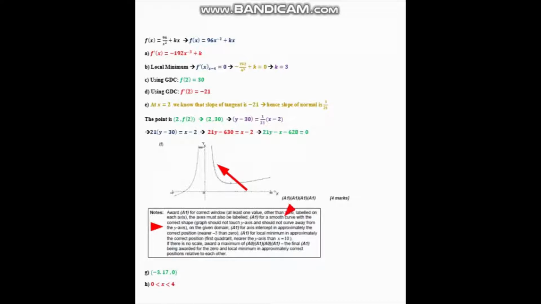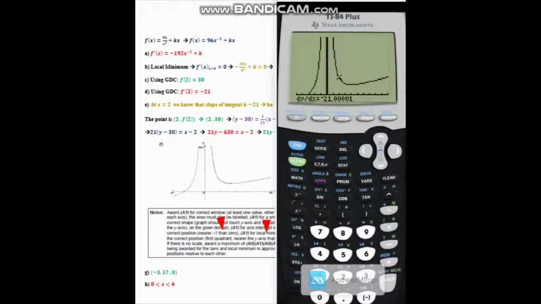You get another mark for the axis intercept in approximately the correct position, nearer -5 than 0, and a mark for the local minimum in approximately the correct position as well. It has to be in the first quadrant, nearer the y-axis than x equals 10. This is of course all obtained if you are accurate in copying down what you see on your calculator. So you can see that all these features in this box are similar to the calculator.